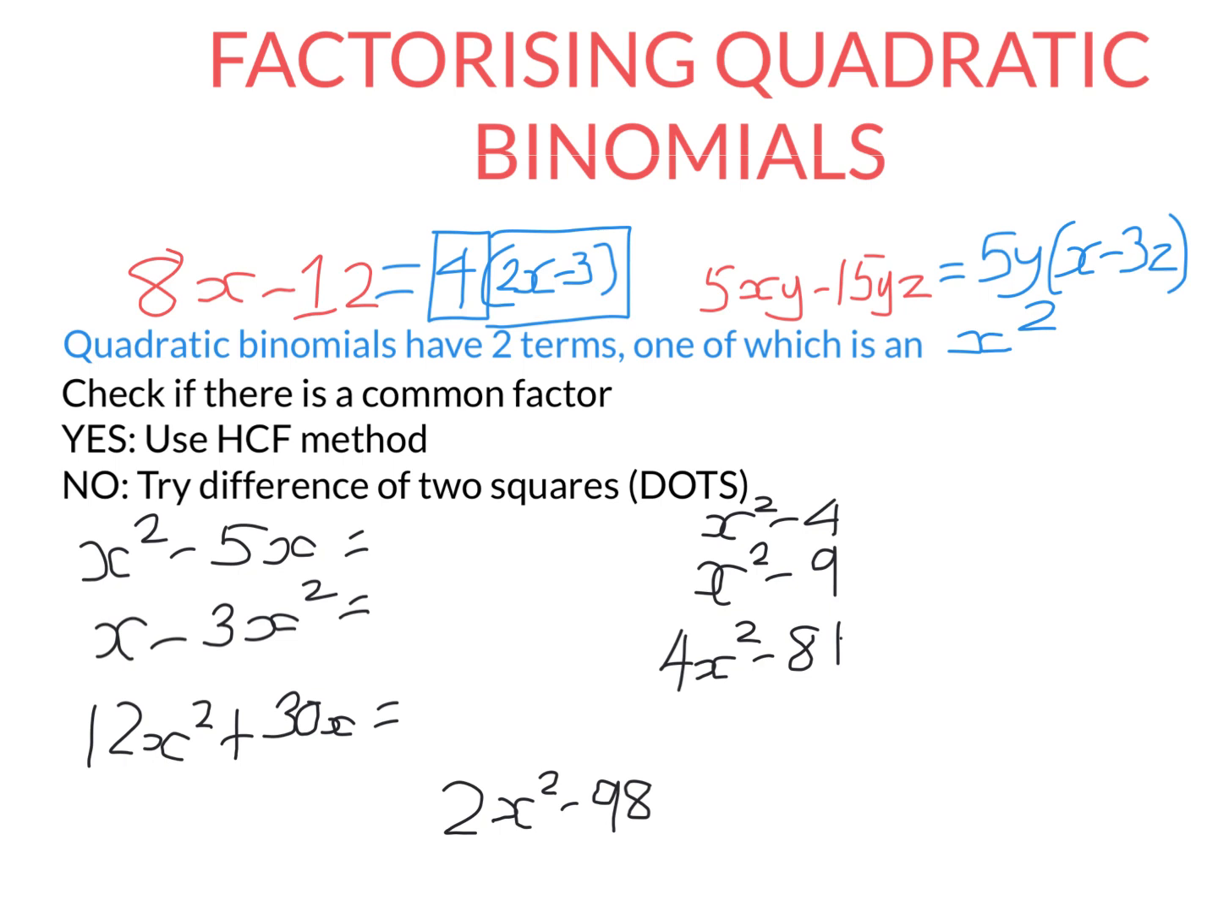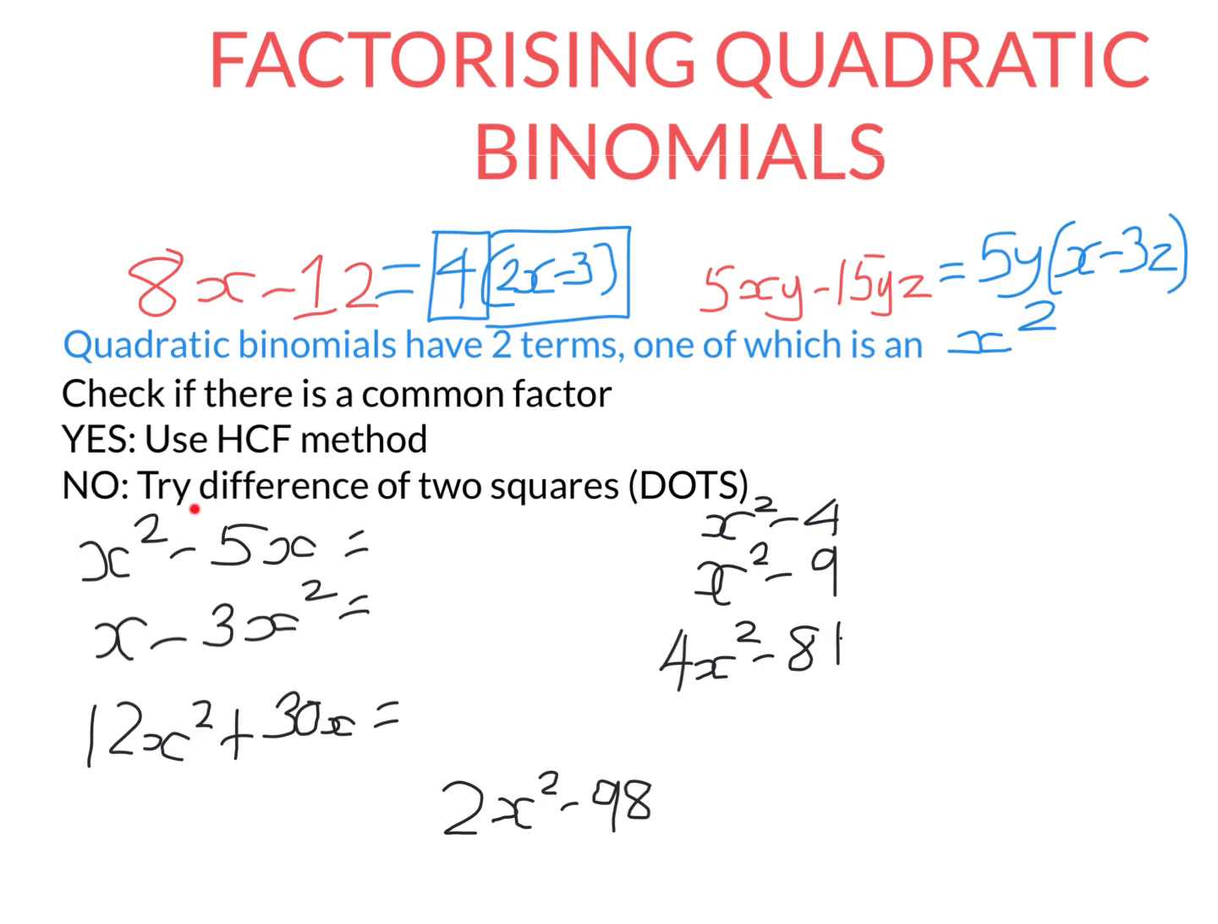Now we're going to apply this to quadratic binomials. So quadratic binomials are expressions that have two terms, and one of them's an x squared term. So all of these are quadratic binomials. All of them have an x squared term somewhere, and they only have two terms. So when you have quadratic binomials, you have two different methods at your disposal. Firstly, you check if there is a common factor. If there is a common factor, use HCF, similar to what we did up here. If there's no common factor, try difference of two squares.